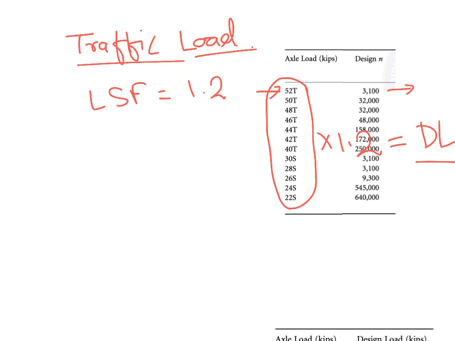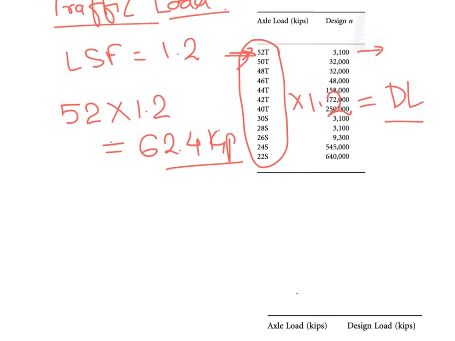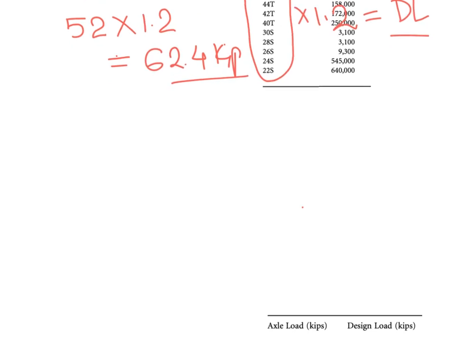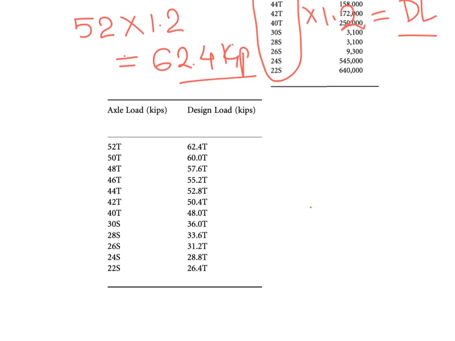So let's calculate it for the first load. For the first load, the load is 52 kips, multiply it by 1.2, you will get a value of 62.4 kip. So calculate for all, you will get different design loads for different classes of vehicle calculated in this table.